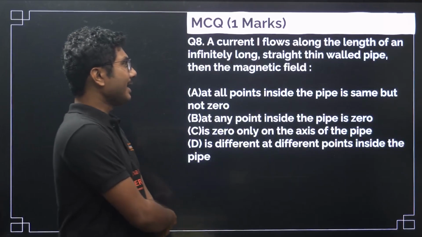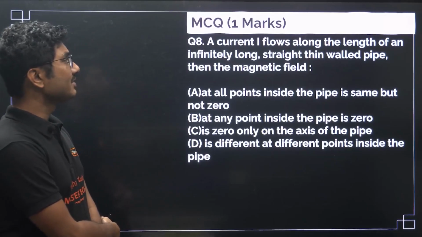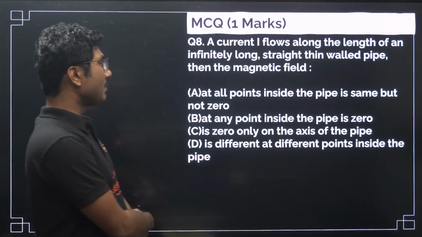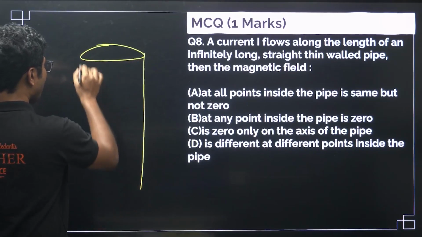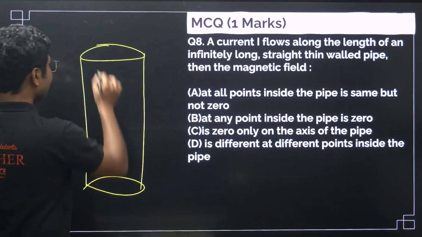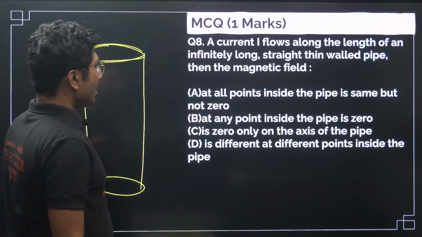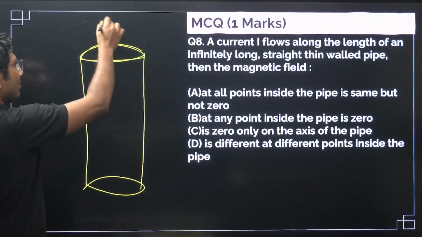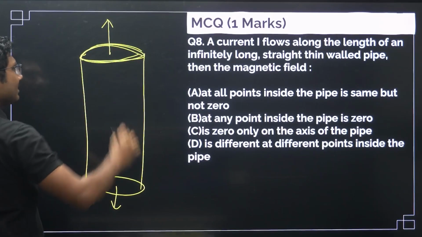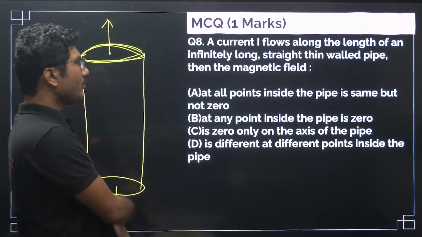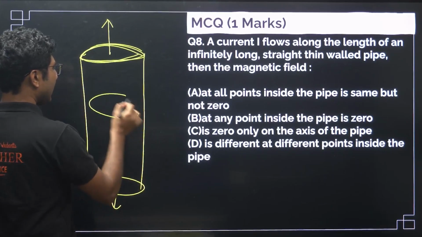Now, a current I flows along the length of an infinitely long straight thin walled pipe. Then the magnetic field. So, we have a thin walled pipe. Thin walled means the wall of the pipe is very thin. And the pipe is infinitely long. So, very long and the current is flowing in it, it is hollow. Inside part is hollow, nothing is there. The options say at all points inside the pipe is same but not 0. So, if you consider any point inside, what will be the magnetic field?